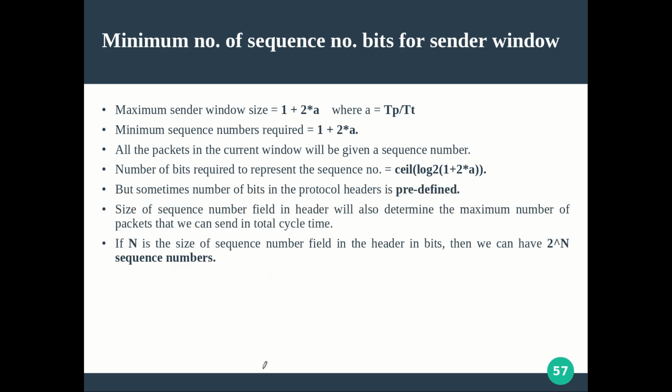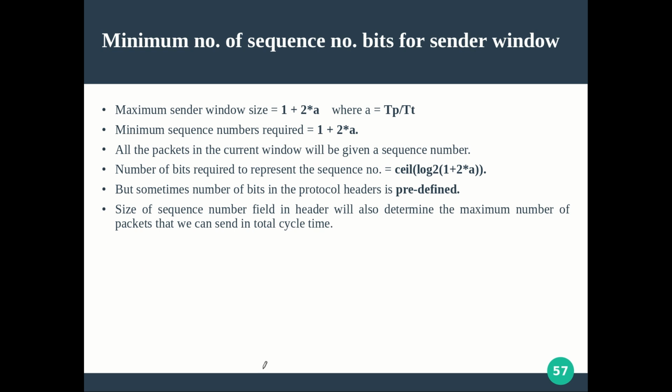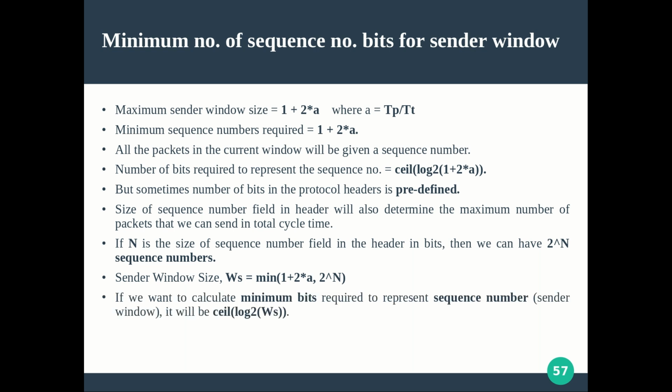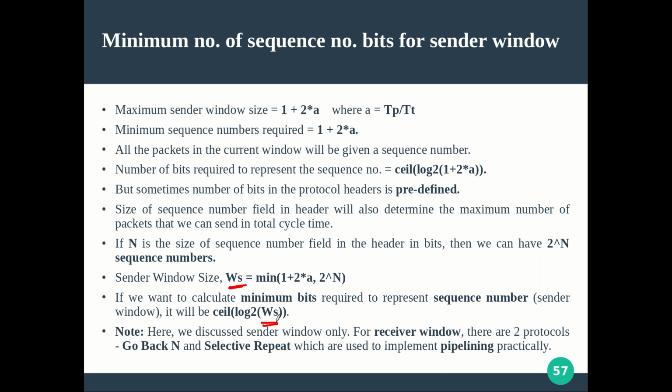Yes, something is missing here. What we saw is, if it is predefined, the size of the sequence number field in the header will also determine the maximum number of packets that can be sent in a total cycle time, that is TT plus 2TP. So if capital N is the size of the sequence number field in the header, then we can have only 2 power n sequence numbers, right? So the sender window size will now be the minimum of 1 plus 2a, from the formula, and 2 power n. Accordingly you have to go with whichever is minimum. And if capital WS denotes the sender window size, then take the logarithm of it and take the ceiling. That will be the minimum number of bits in the sequence number field.